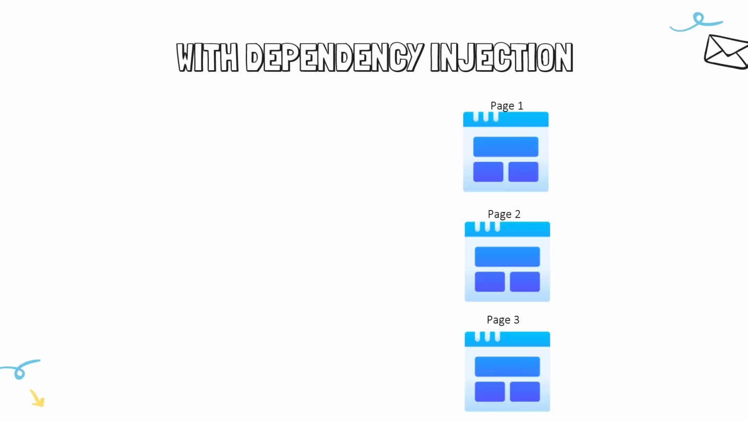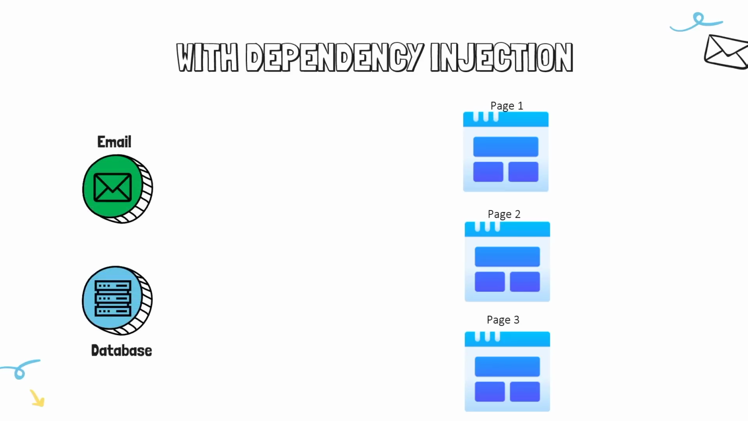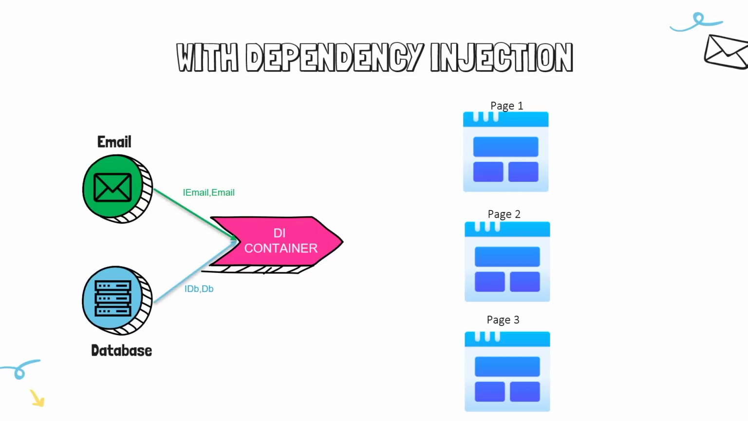First, let me show how this scenario would look like. Again, we will have the 3 pages, and we will have email and database functionality. These are the common things that we had before as well. But now we will have something special, which is the dependency injection container. So as you can see, we have got our dependency injection container that will have an iEmail and an iDB interface and its implementation. So inside our container, we have the implementation of the iEmail interface and the iDB interface.